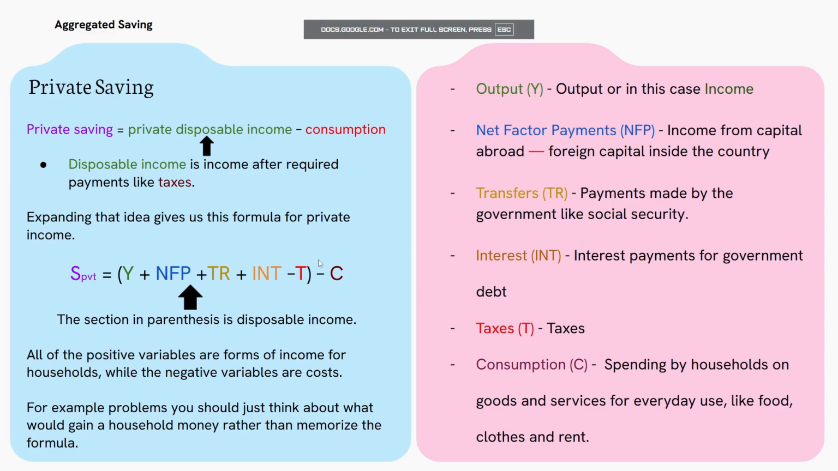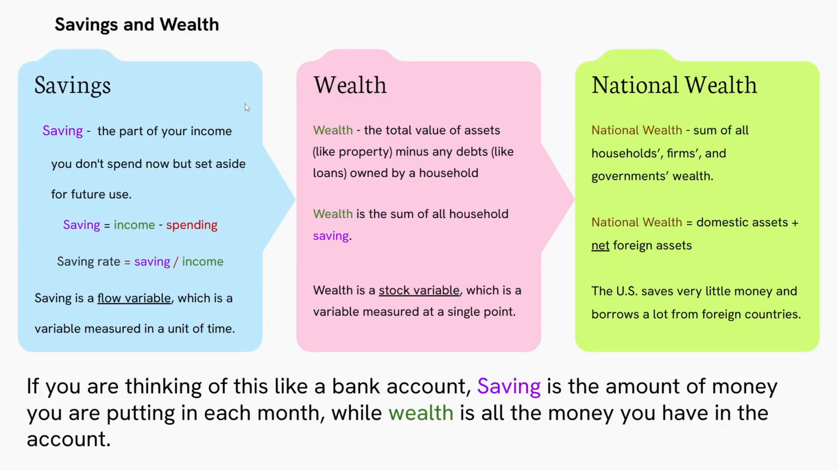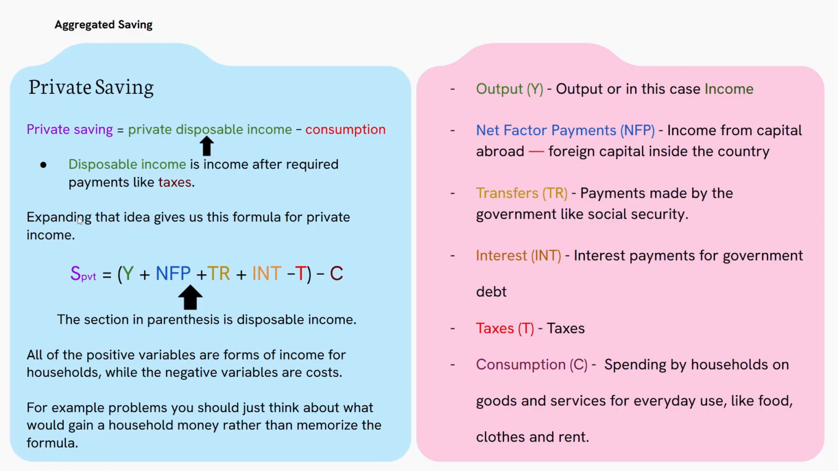And the first one that we're going to look at is private savings is equal to disposable income minus consumption. So this is a more expanded form of that formula we saw in the last slide, that savings is equal to income minus spending. So consumption is just your spending, it's the same thing. And then disposable income is your income after taxes. It's that simple.